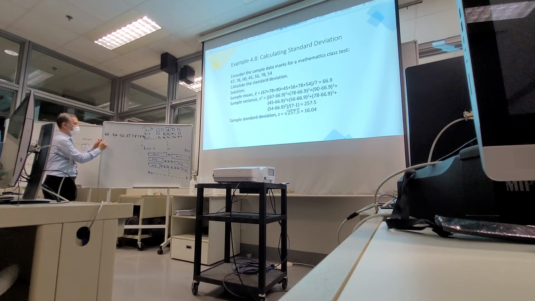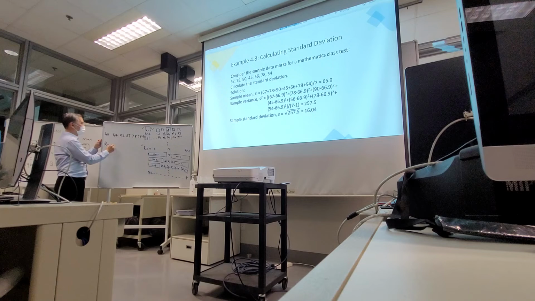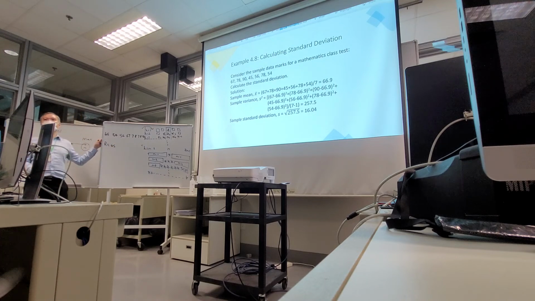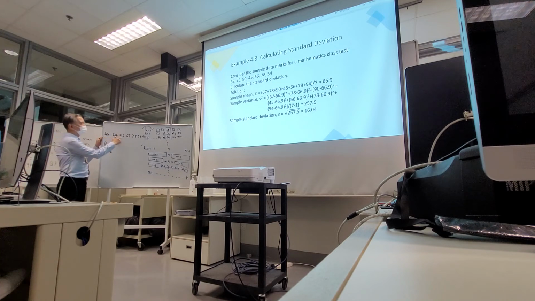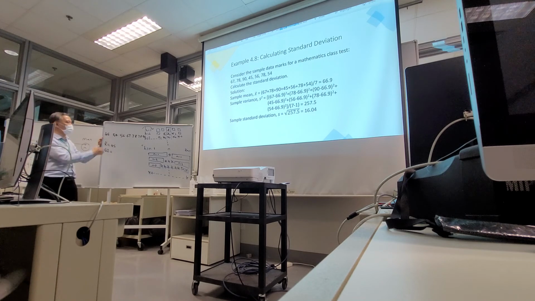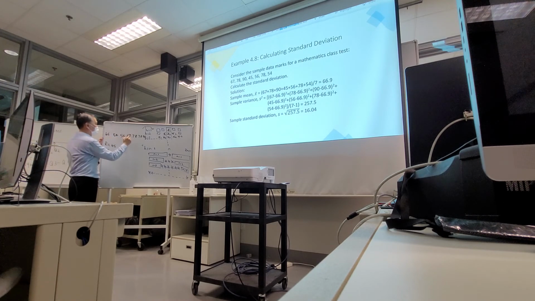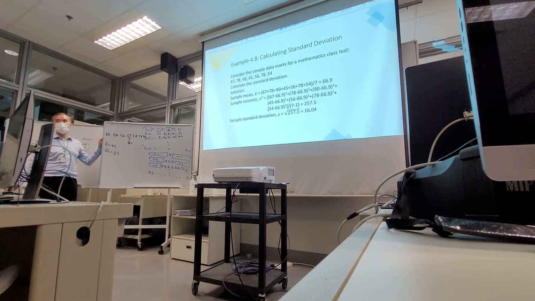Now, what is my range? 90 minus 45, and that is 45. That's the range. Good. What is my median? 1, 2, 3, 4, 5, 6, 7. I know the median is the fourth position. So it's 1, 2, 3, 4. So this is the median, which is equal to 67.